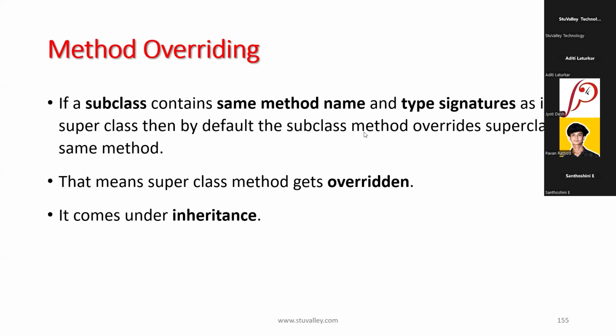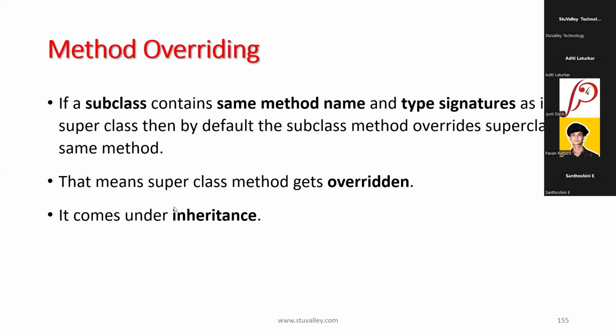If a subclass contains the same method name and type signature as a superclass, then by default the subclass method overrides the superclass method. That means the superclass method gets overridden. It always comes under inheritance. We cannot achieve it in a single class, because the classes should have the inheritance concept. That means a subclass and a superclass should be there.